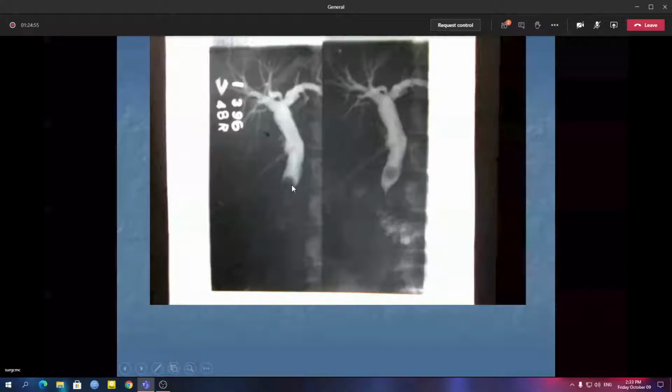I have left a stone over here. Dye cannot pass. Here a small amount of dye can pass. The dye cannot pass. So that is the way of identifying any retained or residual stone in the common bile duct.